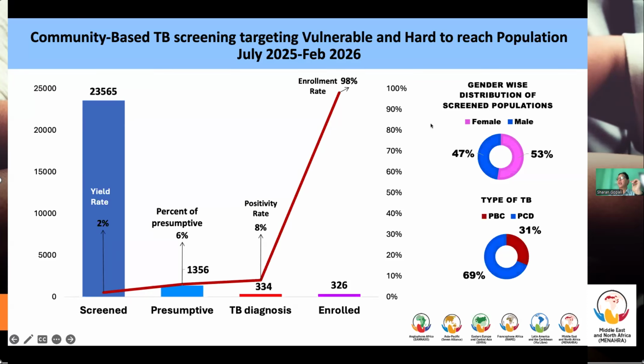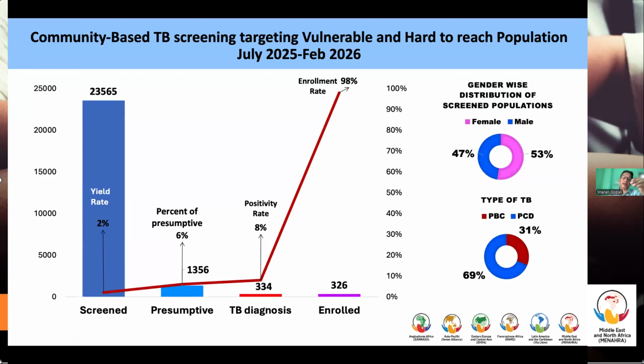TB patients, yeah. And among the participants, 53% were female, where this kind of intervention was able to increase access for females who are working in very hard to reach areas and have limited access to health facilities. And among total diagnosed cases, 69% were clinically diagnosed, and 31% were bacteriologically confirmed.